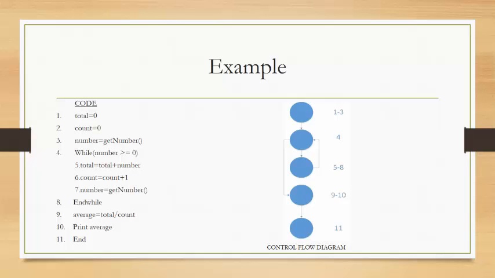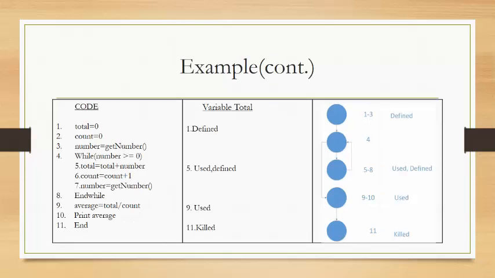Now consider the example shown. In the code section, we have defined four variables and a while loop. To the right, we have the control flow graph. Now, to perform the analysis of the variables, for the first variable total, we can find that the variable has been defined on line number 1, it's been used and defined again on line number 5, and it's been used to calculate the average on line number 9. At the end of the code, the variable is killed. On the last column, we can find the graph that denotes the line numbers and the action that has happened during the program execution.